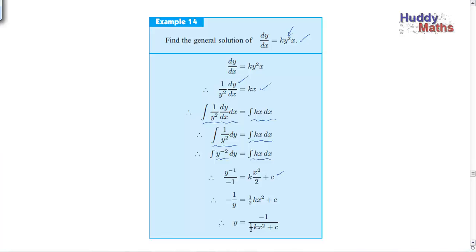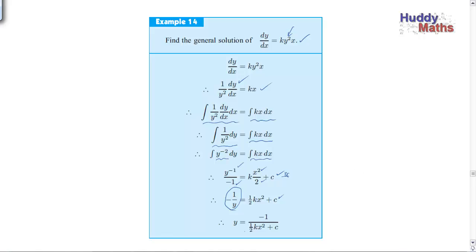So you can have one constant. Increase the power by 1. Neg 2 plus 1 is neg 1. Divide by the new power. And on the other side, increase the power by 1, divide by the new power. So here, this becomes neg 1 on y equals a half kx squared plus c. Don't forget that constant of integration, combining the two constants from the two integration steps there.